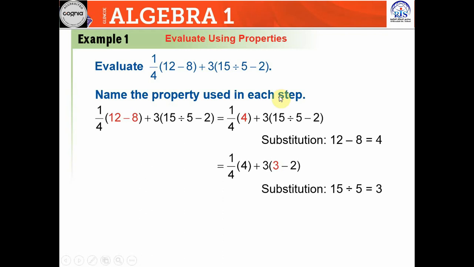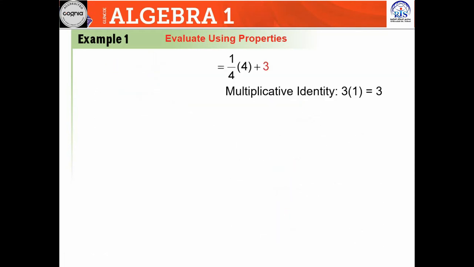After that, I find the answer of 15 divided by 5, also inside the brackets. It's 3. Also I have substitution. Then 3 minus 2, also I find the answer, which is 1. Also I have substitution. Now when I find the answer of 3 times 1, it is 3. Here I don't say substitution, here I have multiplicative identity. Why? Because I multiply 3 by 1. When I multiply 3 by 1, this is multiplicative identity.